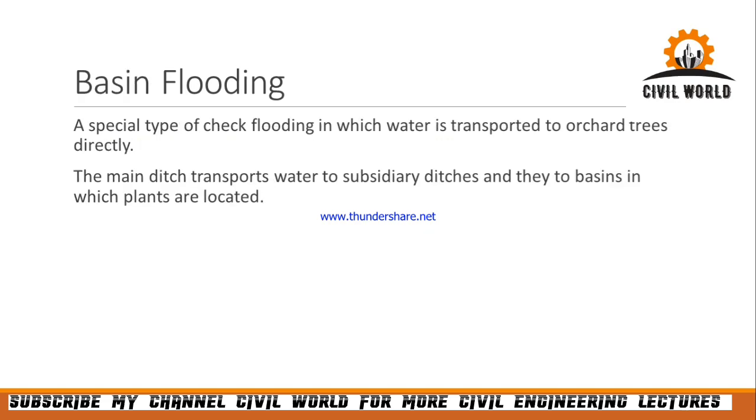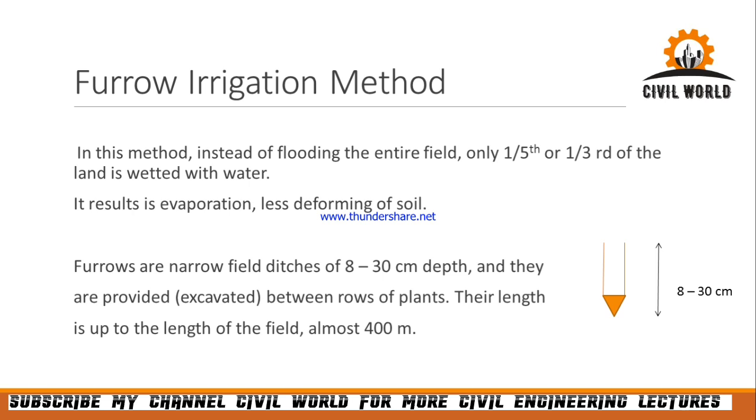So now ये दरख्त वाला part हो गया, basin flooding. Now comes the turn of furrow irrigation method. What is furrow? Furrow is a small ditch, as shown in the diagram over here. It is a narrow, deep ditch जो कि ज़मीन के अंदर खोदा जाता है, and it is of depth 8 to 30 centimeter. In this method, instead of flooding the entire field, now this comes into change category. जो flooding category थी वो that is over now. In this method, instead of flooding the whole field, 1/5 or 1/3 of the land is wetted.